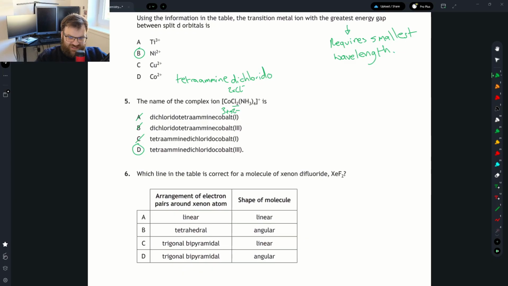In these kind of questions as well, the fact that it's a positive ion overall means we just use the name as normal. So another type of question might have asked you about cobaltate versus cobalt, and there you're looking for a negative charge overall, which would have made it cobaltate. But D is the correct answer there.